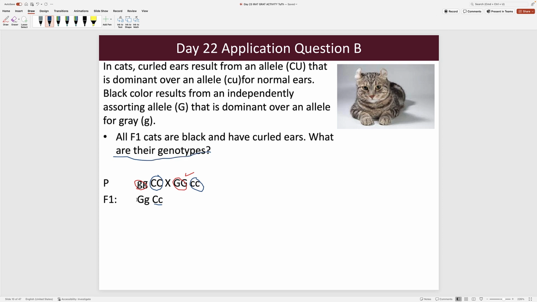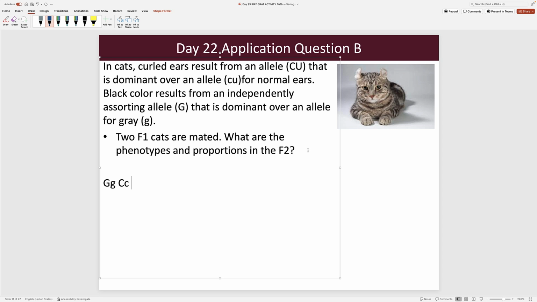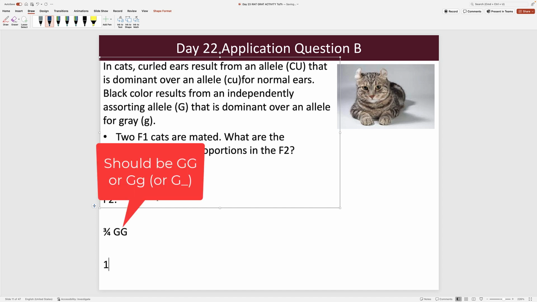So the next part of this problem is going to work with these F1 progeny. It says two F1 cats are mated, and these were the F1 cat genotypes. They're mated together to generate F2s. And how I would solve this is using the fork branched method. So big G, little g times big G, little g. We know 3/4 of these will be big G, and 1/4 will be little g.